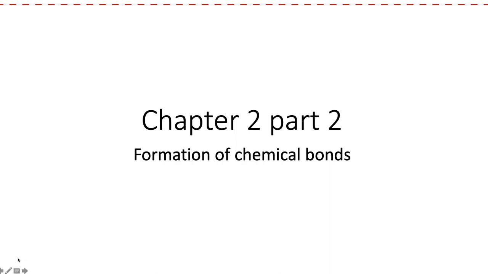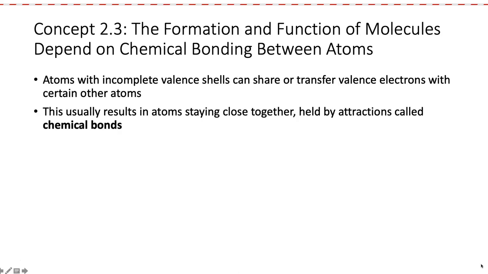So we're talking about chapter 2, and this particular part is the formation of chemical bonds. Remember how we talked earlier about how atoms can have valence shells full of electrons and are very stable, but atoms that have their valence shells not full, meaning they either have less than 8 in shell 2 or 3, or less than 2 in shell 1.